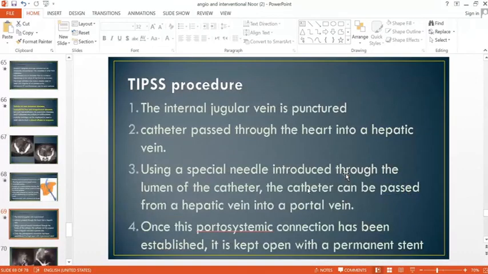An internal jugular vein is punctured. A catheter is then placed through the heart into a hepatic vein, and a special needle introduced through the lumen of the catheter can then be passed from the hepatic vein into the portal vein. We introduce the needle down into the hepatic vein branch, puncturing the liver parenchyma to the nearest portal vein branch. Once this portosystemic connection has been established, it is kept open with a permanent stent.